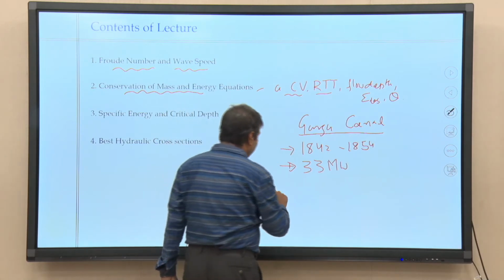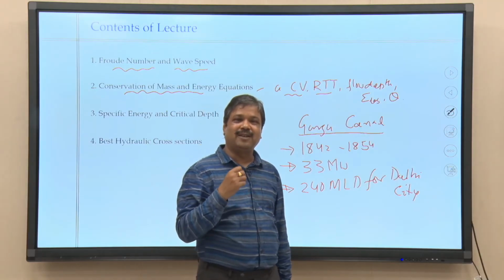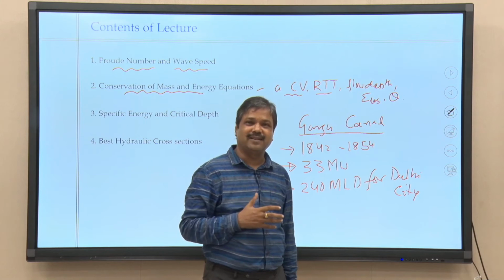Not only that, today the capital of our country, Delhi, is getting about 240 million liters per day (MLD) from it for Delhi city. So you can understand how we are leaders in open channel flow, how we are the best in the world at constructing canals.